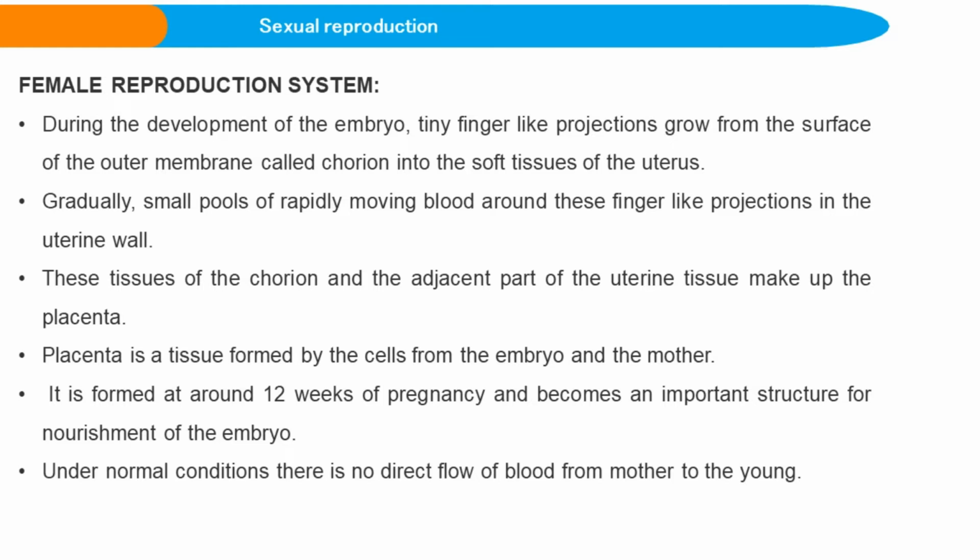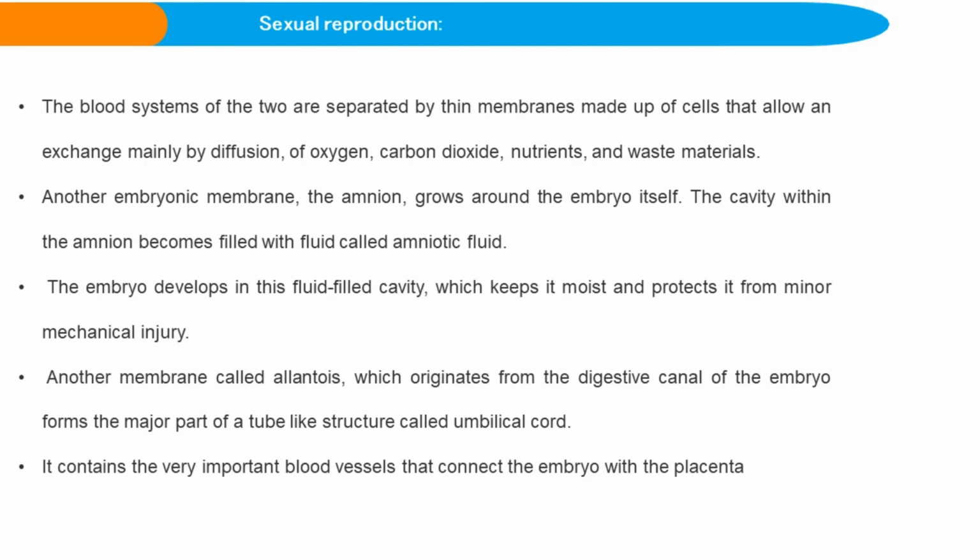Under normal conditions there is no direct flow of blood between the mother and the developing baby. There is no direct mixing of blood of both mother and baby. The blood systems of the two are separated by thin membranes made up of cells, and they allow the exchange of gases like oxygen and carbon dioxide, nutrients or waste materials by the process of diffusion.